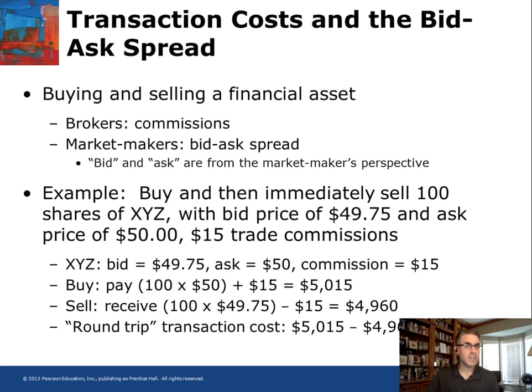So you paid $5,015 initially and you received $4,960 at the end. This fun little exercise left you in the same position as beforehand, and it only cost you $55 in transaction costs.